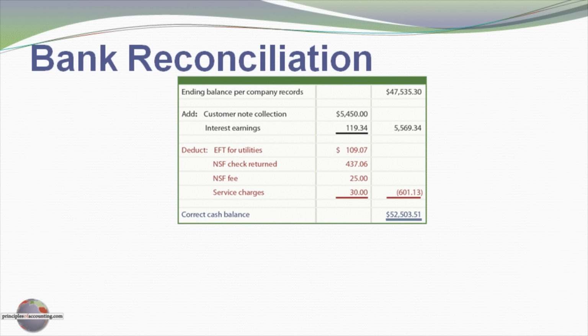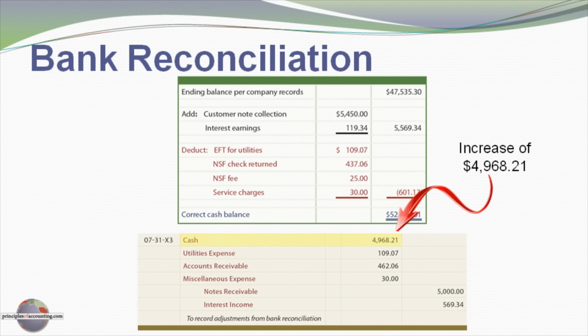So here's an example. This again is the same reconciliation we looked at a moment ago. And notice that the cash on the company records, $47,535, needs to be increased by $4,968 to reflect the correct amount of cash. And so we'll prepare a journal entry debiting cash, reflecting the increase in this case for $4,968.